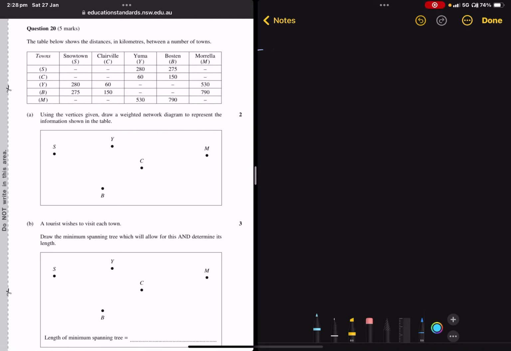So we're now going to have a look at another question. This one comes from the 2022 HSC Standard 2 Maths paper. This is question 20 from the paper. So this is a graph theory style question. So we're given a table. This table shows the distances between particular towns.